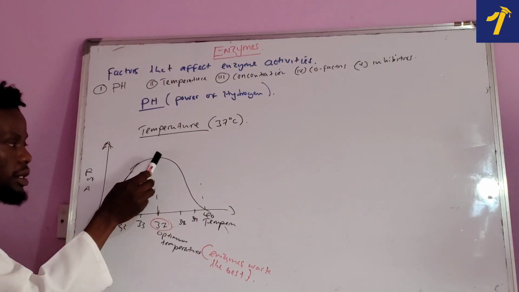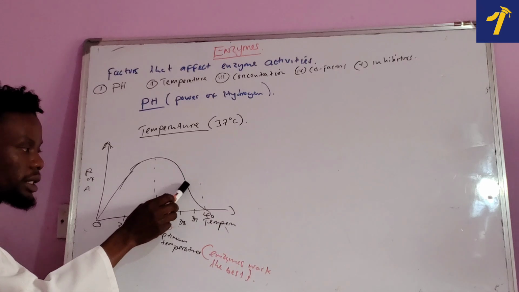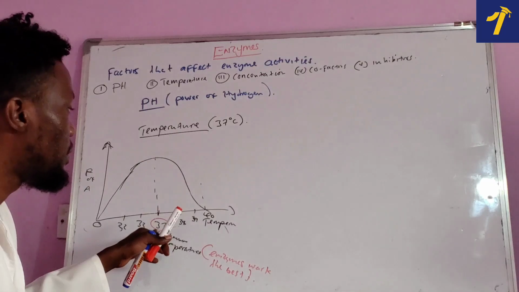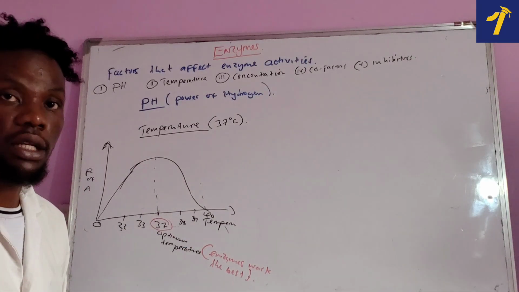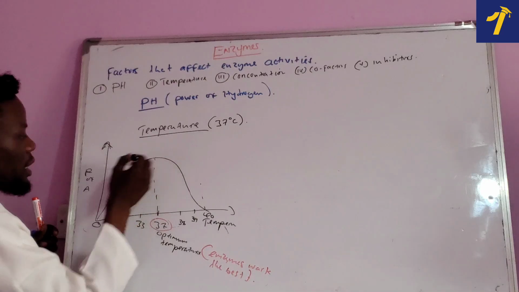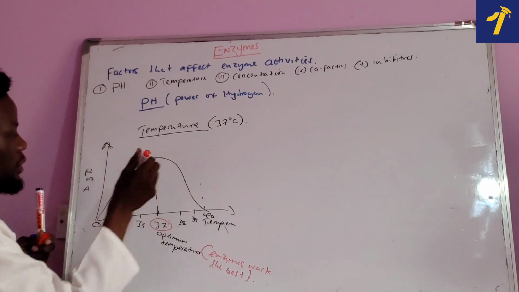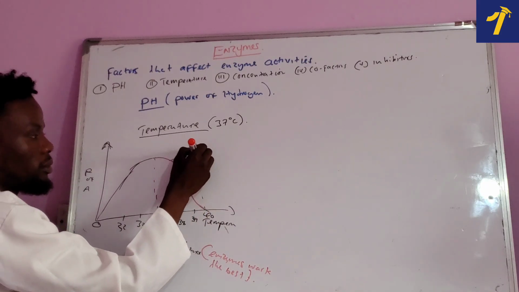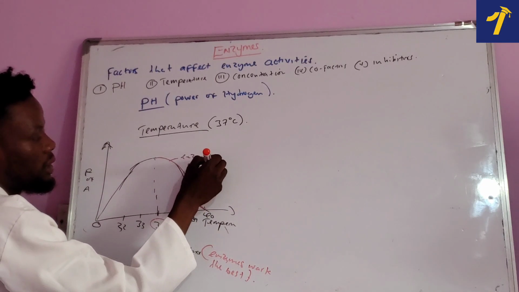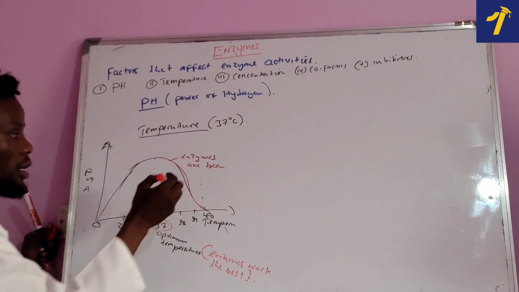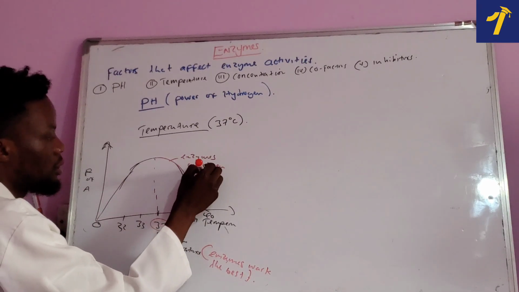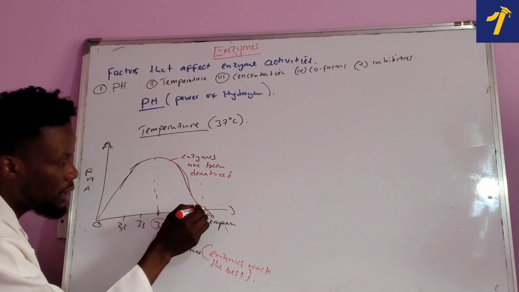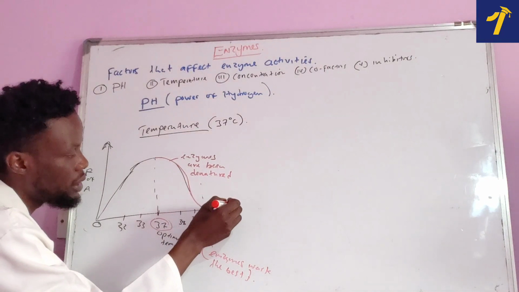the graph will start decreasing, showing that now there is heat exceeding 37. The enzyme will start being denatured. So what we are saying here is that after 37 degrees Celsius, this part of the graph is telling you that enzymes are being denatured because of high temperature. You need to understand. But at 40, as you can see, the enzyme is completely denatured.